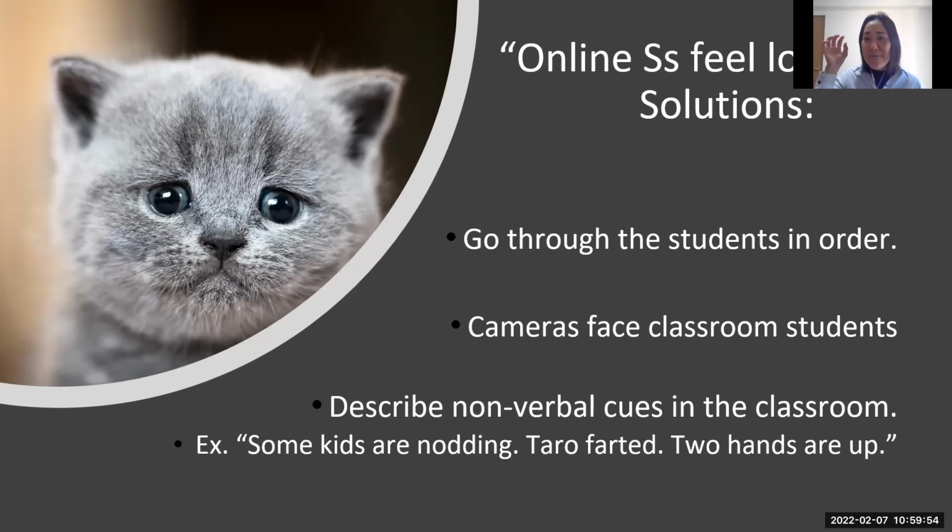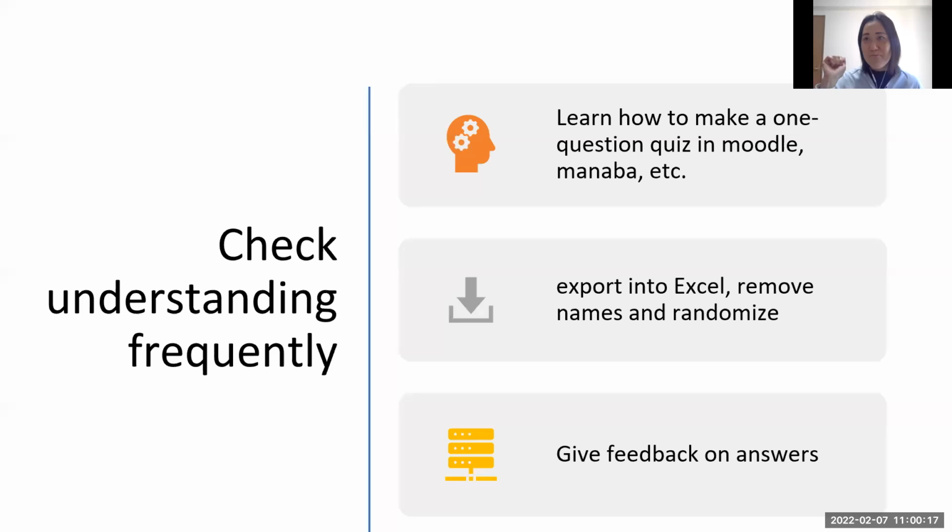Another thing you can do: face the classroom camera towards the students, not your face. Let the students see their classmates so they feel that they're in the classroom. Another thing I did was describe nonverbal cues. Like I would ask a question and say, oh, some classroom kids are nodding, 3 people raised their hand. That really helps, I think.